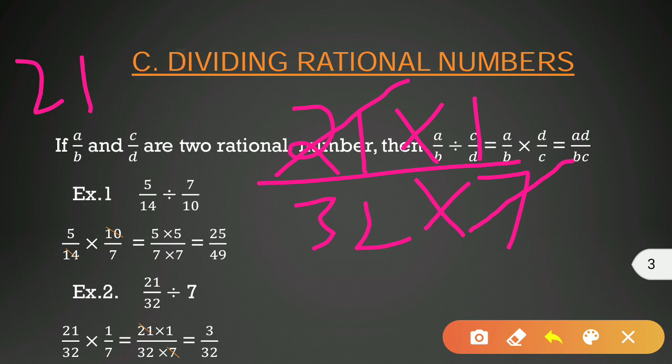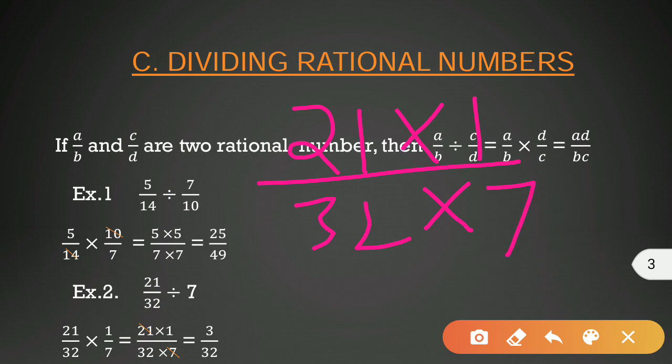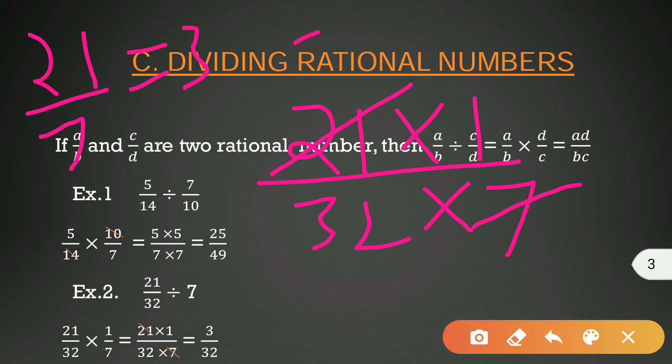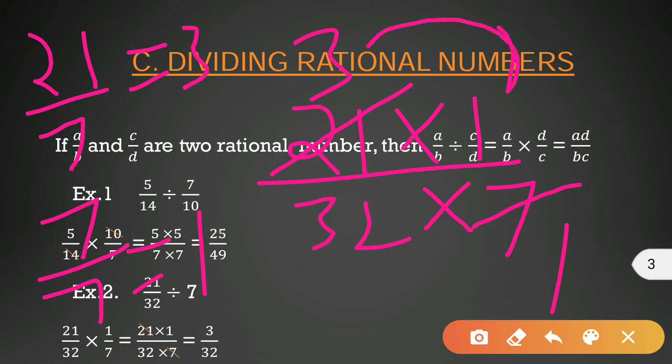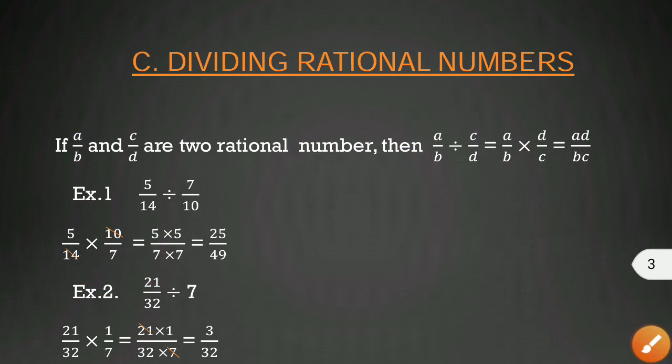Let's repeat it. Here what is the question? 21 into 1 upon 32 into 7. You can cancel both the numbers with 7. If you divide this 21 by 7, it will give you 3. So here you write 3. And when you divide this 7 by 7, it will give you 1. So write here 1. Now in the numerator we have 3 and 1. When you multiply this 3 into 1, you will get 3. And when you multiply this 32 into 1, you will get 32, which is your answer.